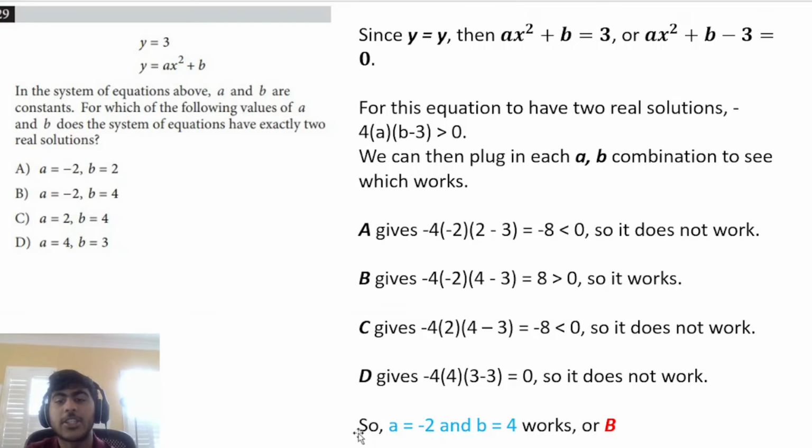We can then plug in each a-b combination to see which works. A gives -8, so it doesn't work. B gives 8, it does work. C gives -8, doesn't work. D gives 0, does not work. It has to be greater. If our discriminant is equal to 0, then we end up with having one real solution. But here, since a equals -2 and b equals 4 works, that is answer choice B, so B is our answer.